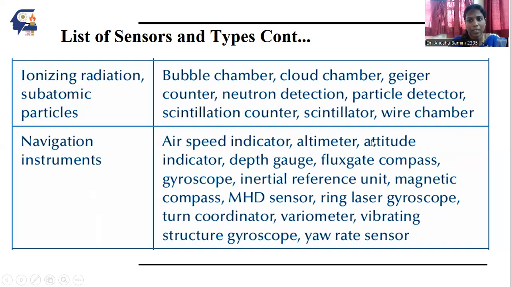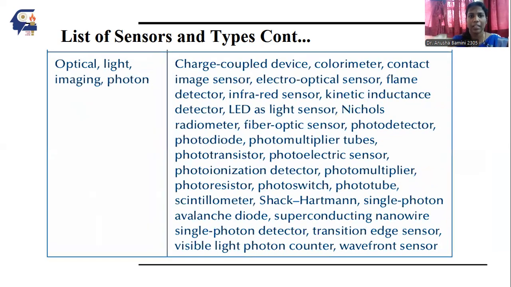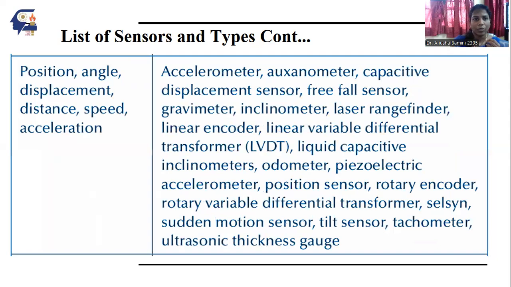Then navigation, in the field of air force and airplanes, we use the airspeed indicator, altimeter, attitude detector. So based upon your project, you can choose the sensor from this list. Okay, so these are the list of sensors and the fields in which these kinds of sensors are mainly supported. Okay, then optical light and imaging sensor. For that, we can use the LED light sensor, then photo multiplier, photoelectric sensor. So this can be used.